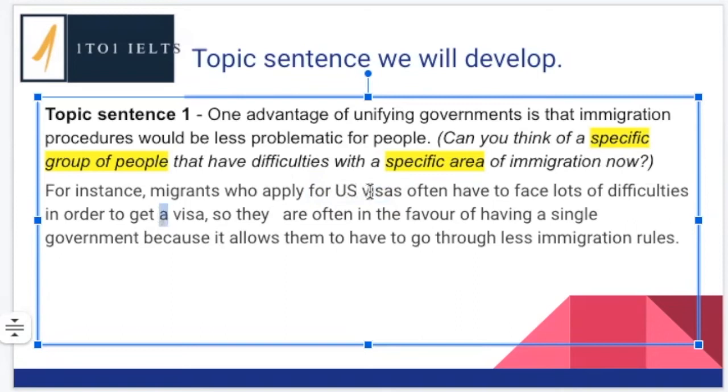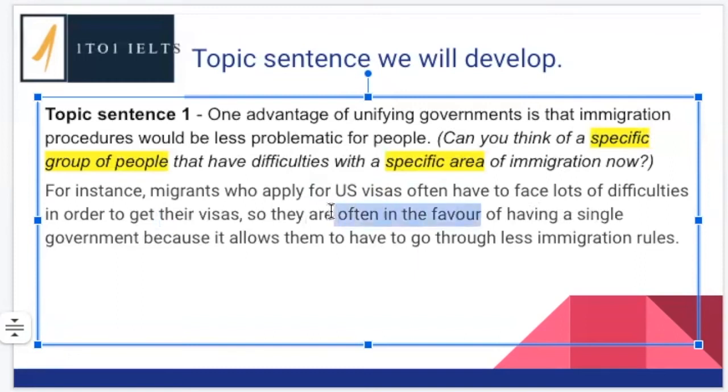Here, I know Rajat hadn't actually originally made it plural, but now we've got this plural thing here. Maybe we could say to get their visa or get these visas. Would work a little bit better, to get their visas. So they are often in the favor of having. So what would this expression be? Something's not quite right.